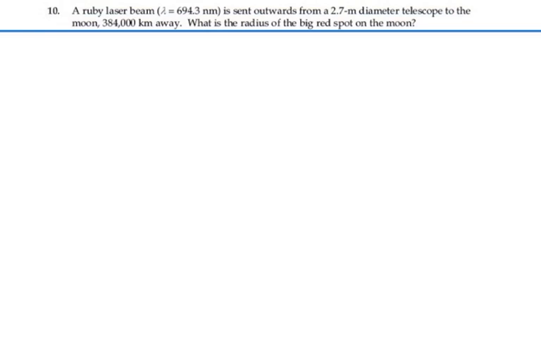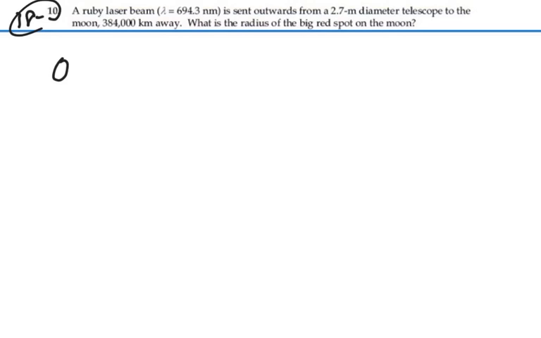Here's 3810. A ruby laser beam, wavelength 694.3 nanometers, is sent outwards from a 2.7 meter diameter telescope to the moon, 384,000 kilometers away. What is the radius of the big red spot on the moon?